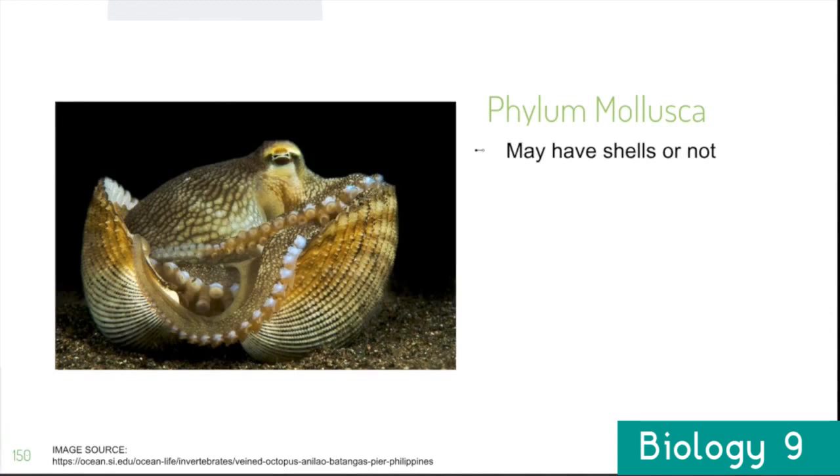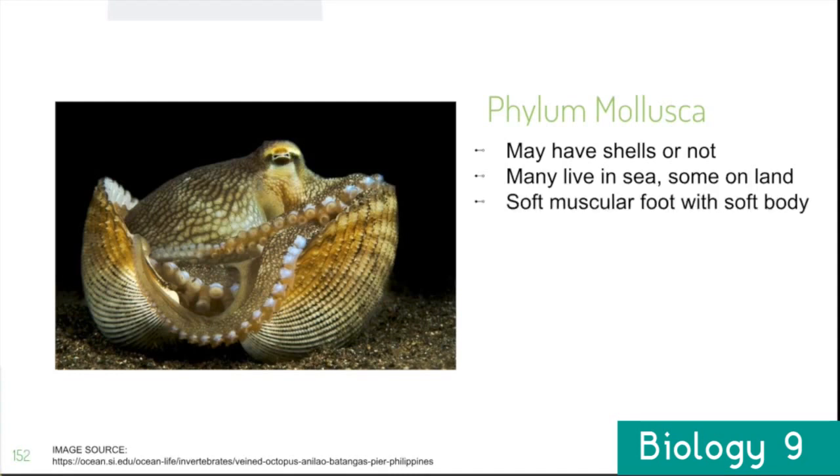So octopus do not have shells. This one is using a shell for protection. And they are categorized as having a soft, muscular foot with a soft body. And their bodies are divided into a head, foot, and also a visceral mass. They are not segmented. They breathe through gills.